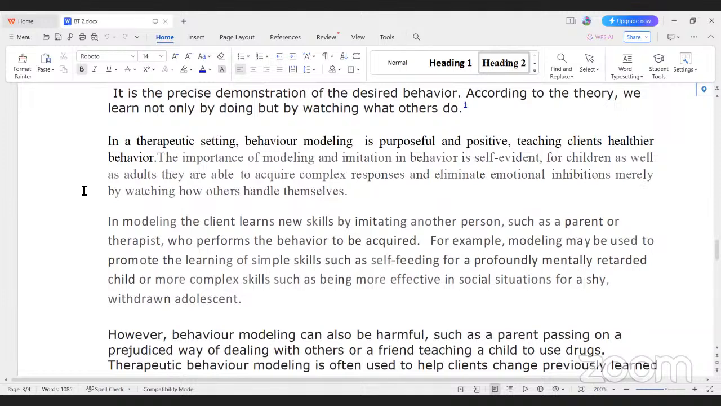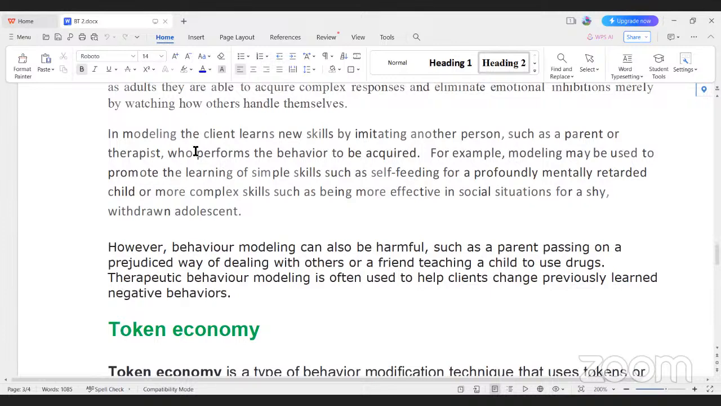So in a therapeutic setting, behavior modeling is purposeful and positive, teaching clients healthier behavior. The importance of modeling and imitation in behavior is self-evident for children as well as adults. They are able to acquire complex responses and eliminate emotional inhibitions merely by watching how others handle themselves. Okay. In modeling, the client learns new skills by imitating another person, naturally. It is happening, we are all seeing it day to day. Such as a parent or a therapist who performs the behavior to be acquired.